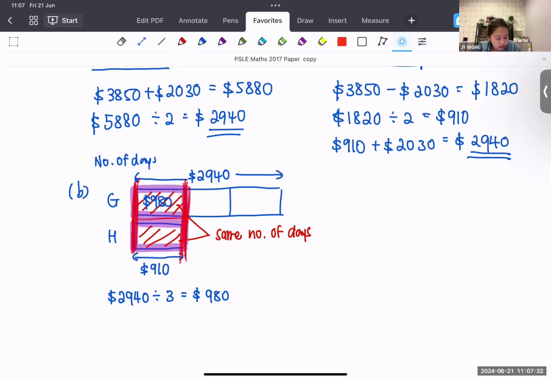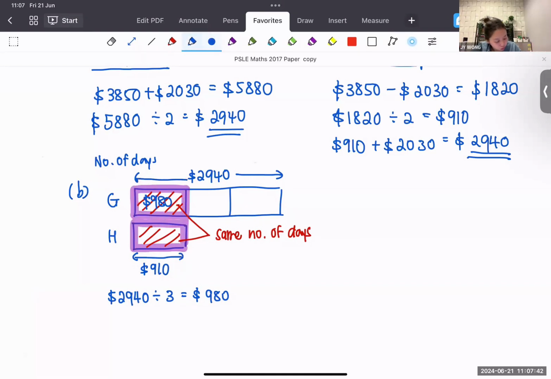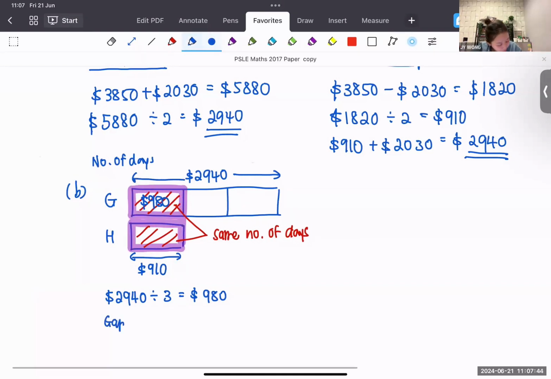Listen again, this is to figure out the number of days. That's why the model is equal. This 1 unit is equal to this 1 unit. However, the value is not the same. Gopal is 980 and then Henry is 910. So what should I do? I will find out the gap. How come they work the same number of days, but then the value is different? Because Gopal earned more, right? So I find out the total difference, which is the gap, is $70.